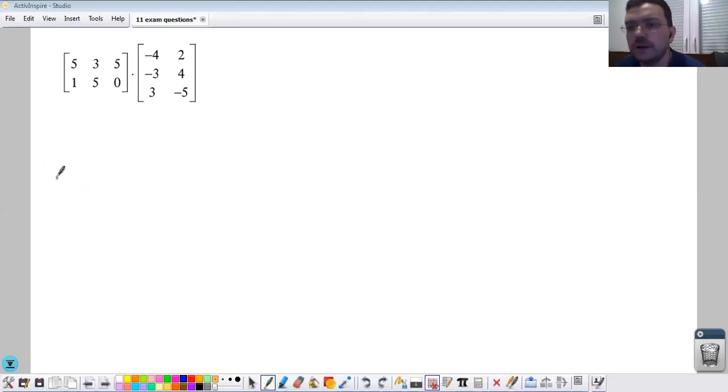Hi everyone, we are doing multiplication of two matrices. Firstly, we should check whether we are able to multiply them or not. So we need to write their dimensions, number of rows and columns. There are 2 rows in this matrix and 3 columns. And in here, you have 3 rows and 2 columns.